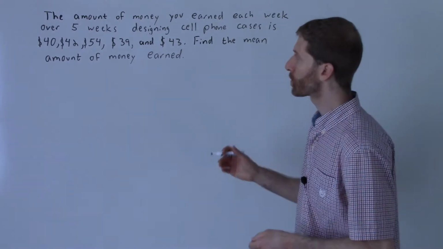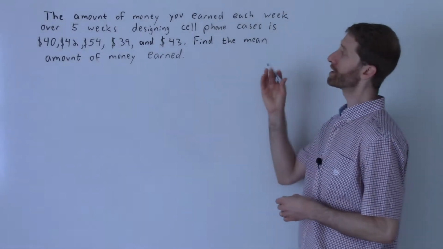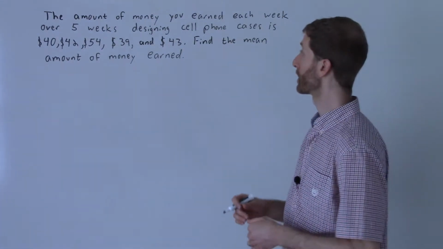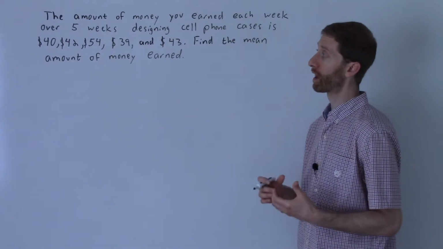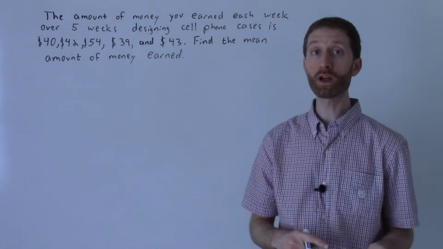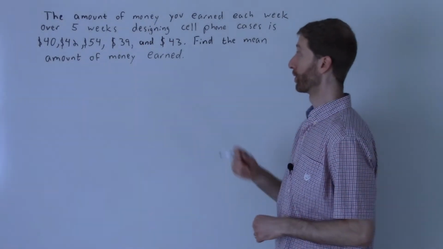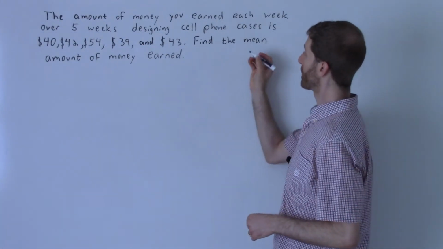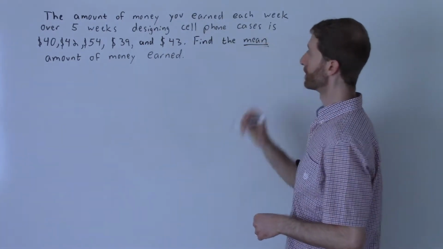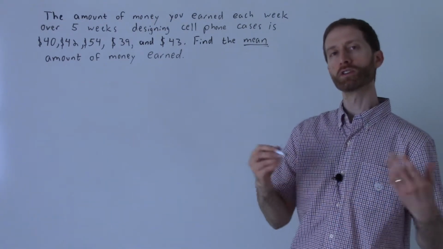This word problem says the amount of money you earned each week over 5 weeks designing cell phone cases is $40, $42, $54, $39, and $43. Then we're asked to find the mean amount of money earned. So what is the mean?